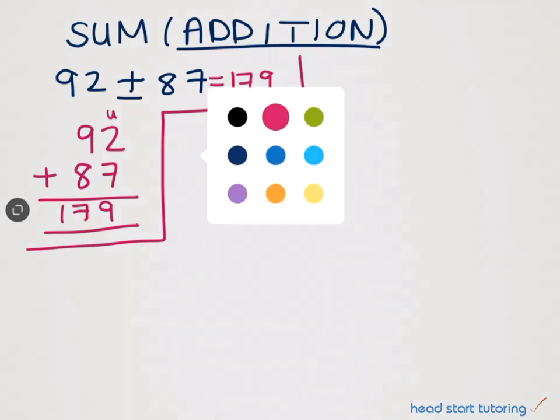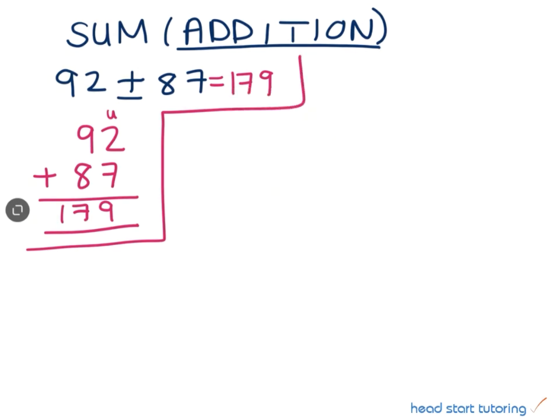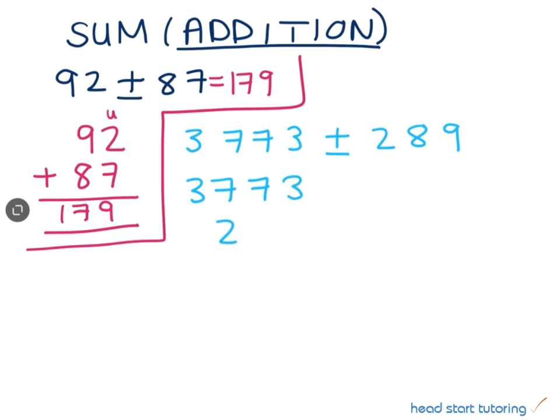If we have a look at a different example, let's do a slightly bigger one, 3,773, and we are going to find the sum of that number and 289. So we are finding the sum of it, so we're adding them together. So we say 3,773 plus 289. We can put in a placeholder there, and we add them together.